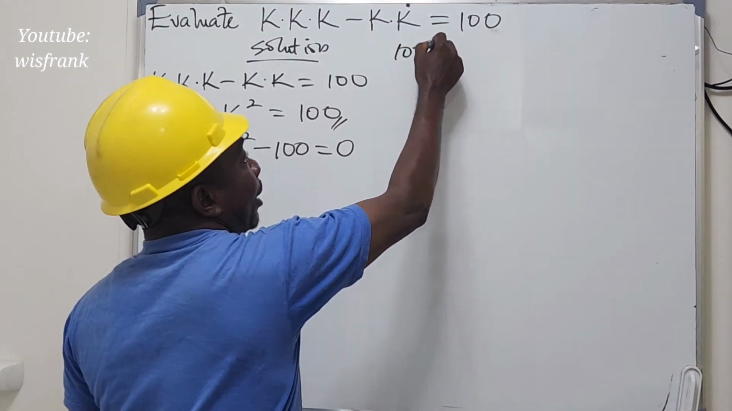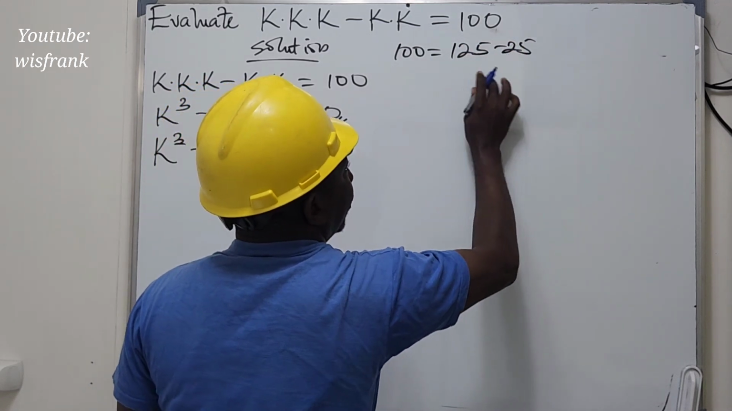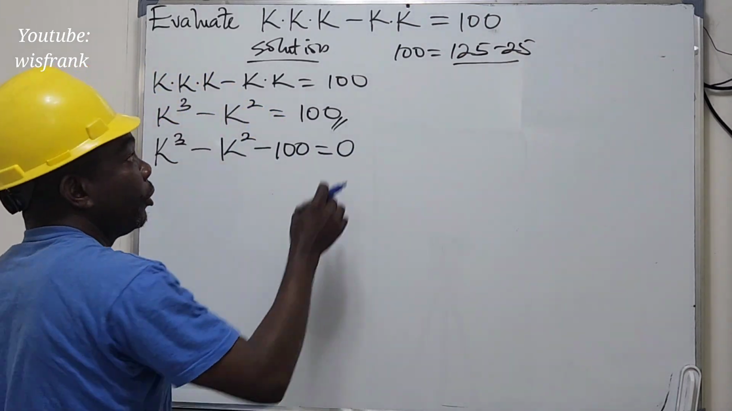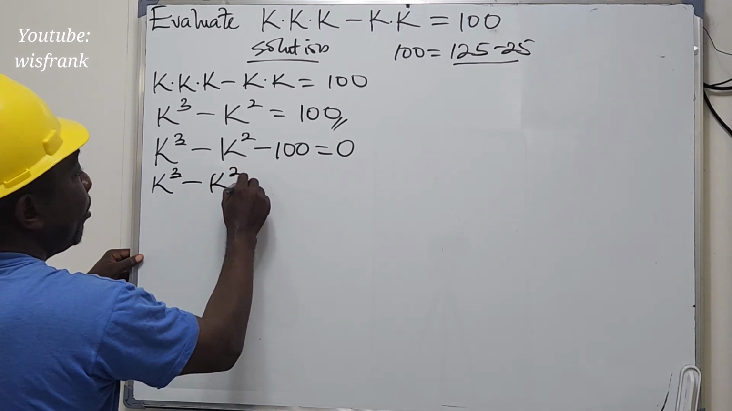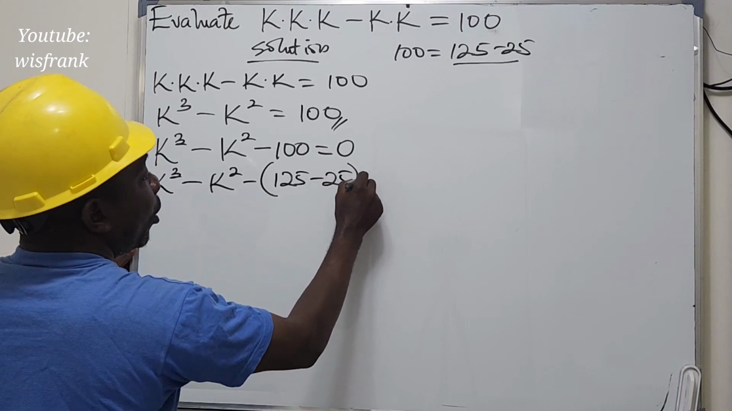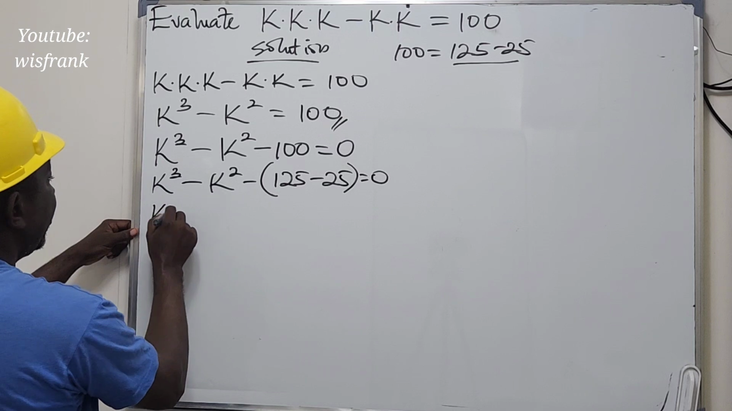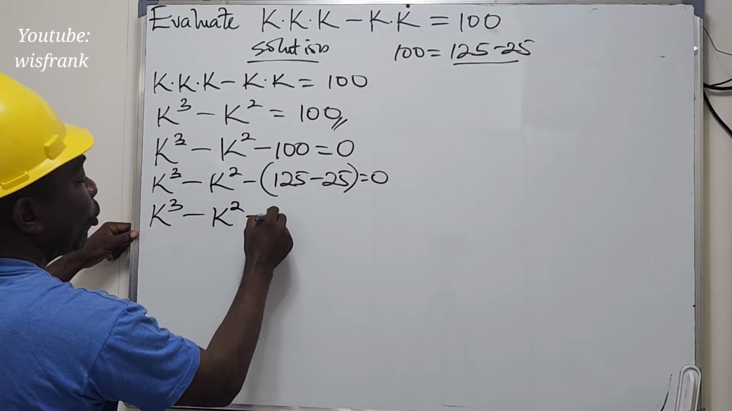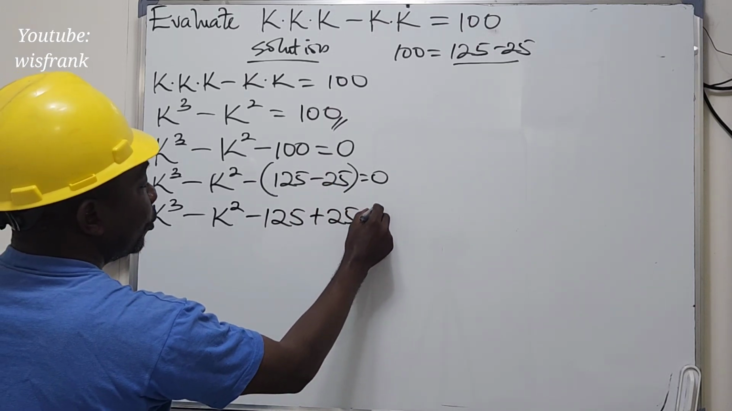So 100 can be written as 125 minus 25. In this case, we will place this in the place of 100. So this will become k to the power of 3 minus k to the power of 2 minus, in parentheses, 125 minus 25, all equals 0. So we have to open this parenthesis. This will become k to the power of 3 minus k to the power of 2. Minus goes in here, we have minus 125. Minus goes into here, we have plus 25 equals 0.